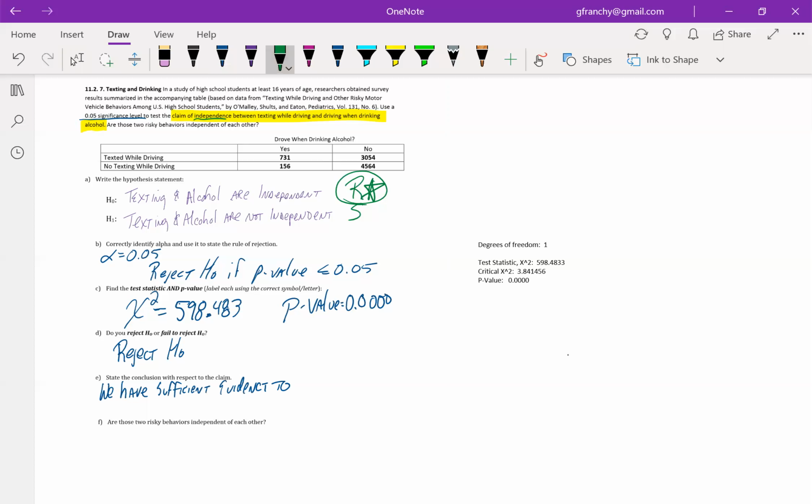And what we have sufficient evidence to do is reject the claim that there is independence between texting while driving and driving while drinking alcohol.